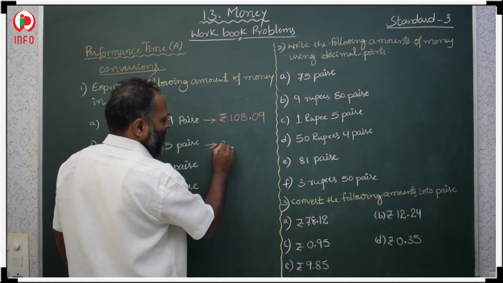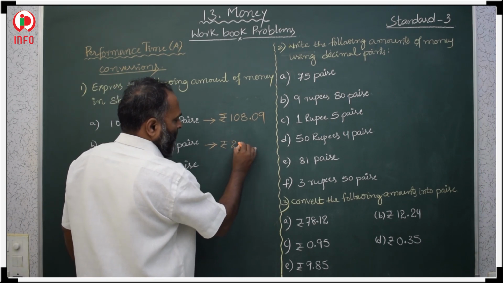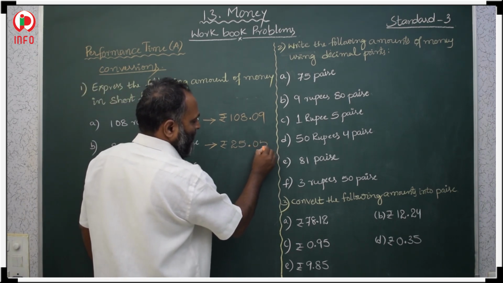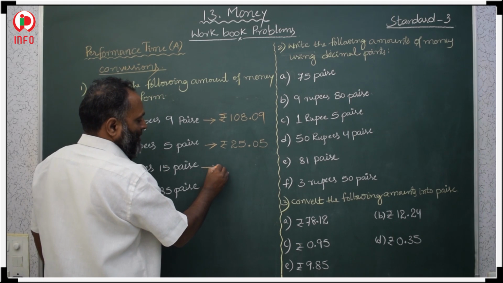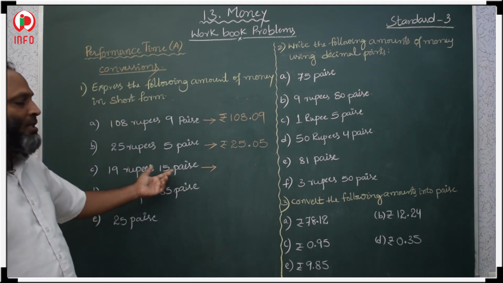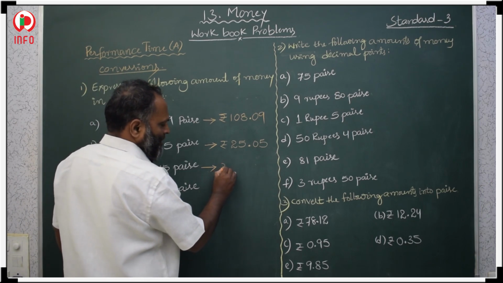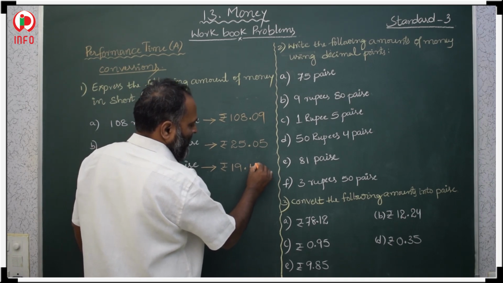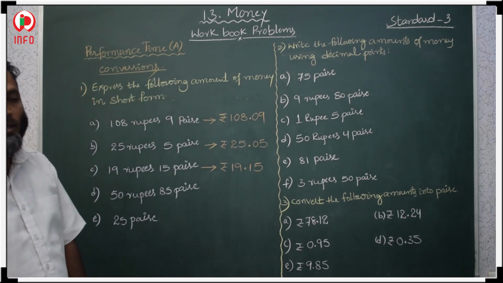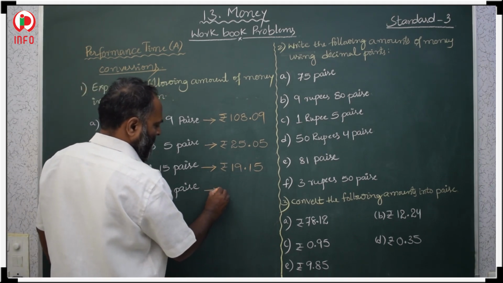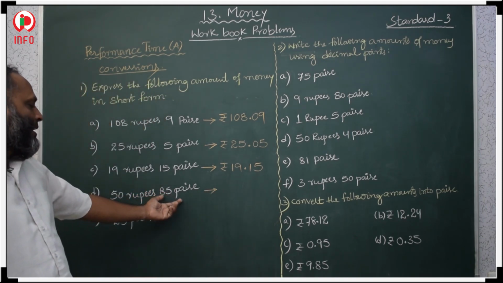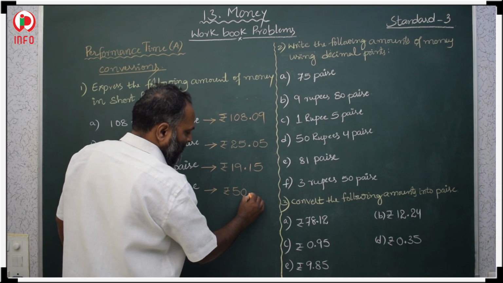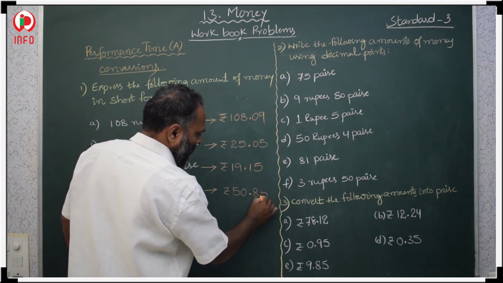First rupees, 25 rupees, after rupees a decimal, then 5 paisa means 05. 25 rupees 5 paisa. Then after that, 19 rupees 15 paisa. Here rupees first, rupees 19, and after the decimal 15 paisa. Then 50 rupees 85 paisa means rupees 50, and after that 85 paisa.